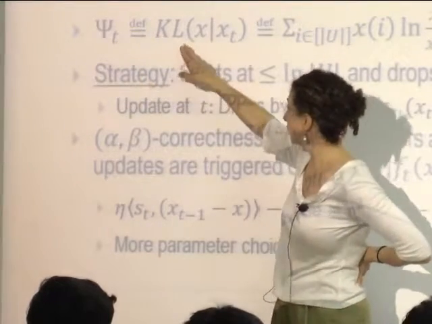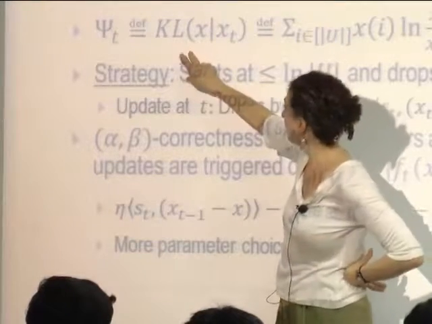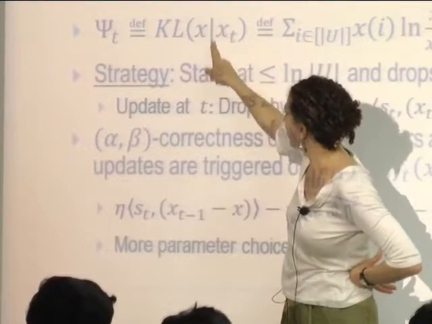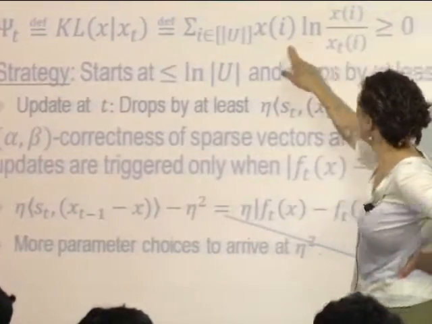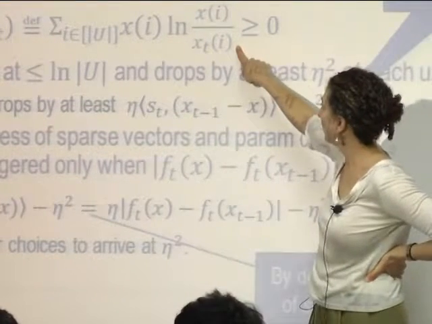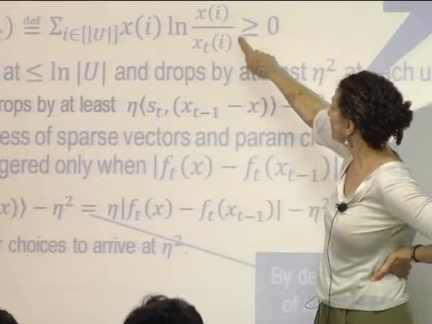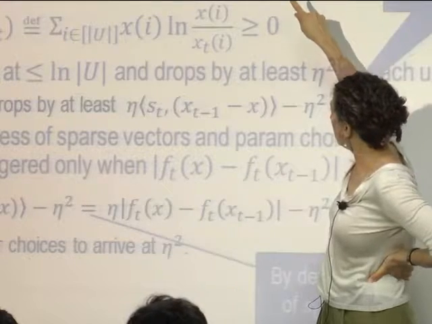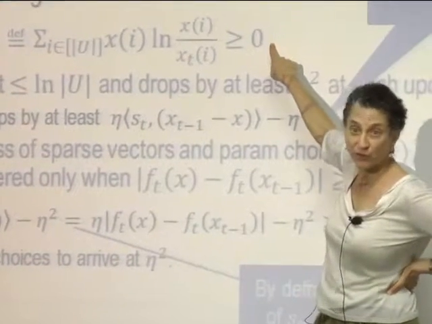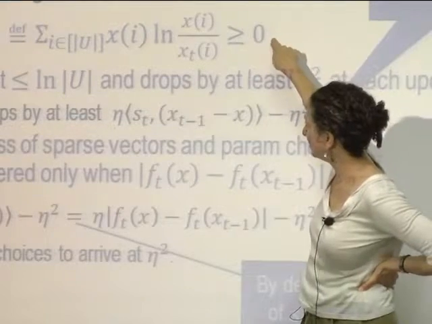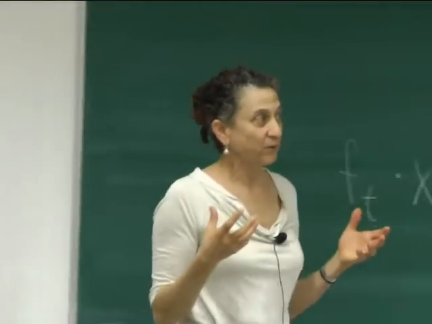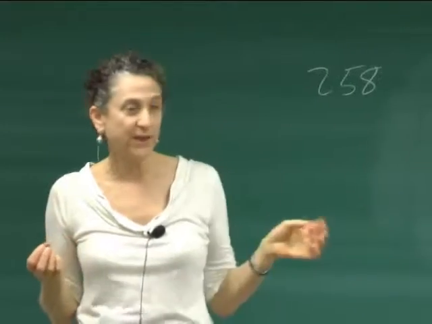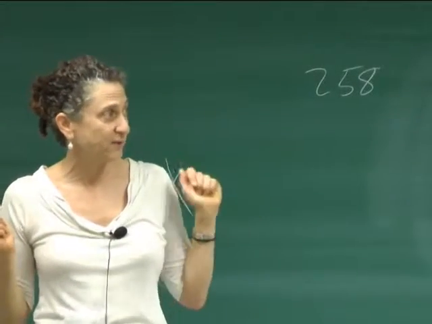So the definition of the potential function, the value of the potential function at round t, is the KL divergence, which we already went over in a previous lecture. There should be a second line here of x with xt. And that's just the sum of xi ln xi over xt of i. Okay? Now, this is always greater than 0, as we discussed before from the log sum inequality. So we have this quantity, and it's going to start at some value, which you can convince yourself easily will be at most the log of the universe size.